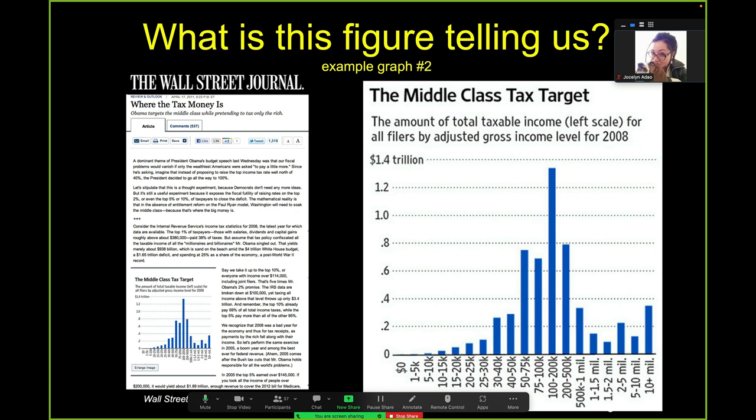And then 30 to 40, suddenly now each bar is $10,000. And then 40 to 50, 10,000. And then the next bar is 25,000. And then another 25,000. Then the next bar is 100,000. And so it is not uniform in any way, shape, or form.